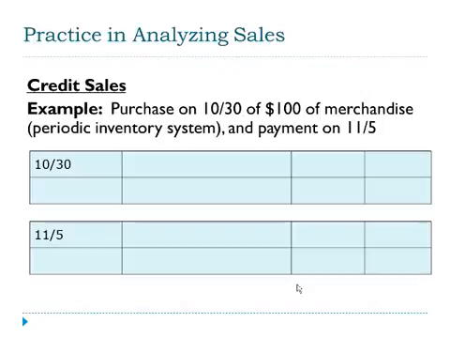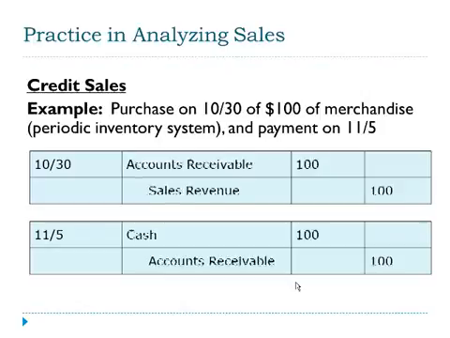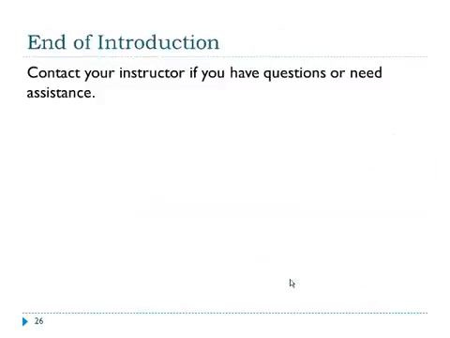Now let's think about a credit sale. Purchase on October 30th of $100 of merchandise in a periodic inventory system with payment on November 5th. Think about how you would record this. Our solution is to record the sale and recognize accounts receivable, and then at the time the payment is received, to decrease the accounts receivable.